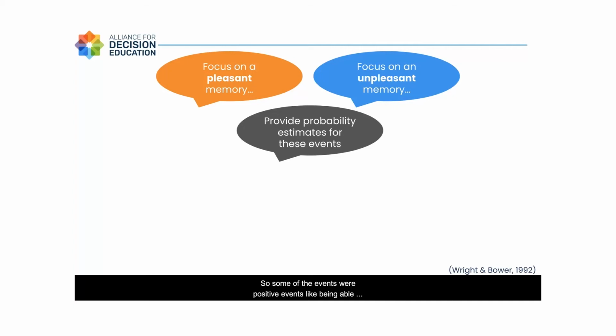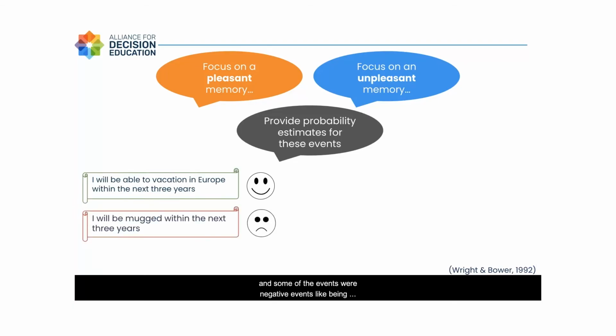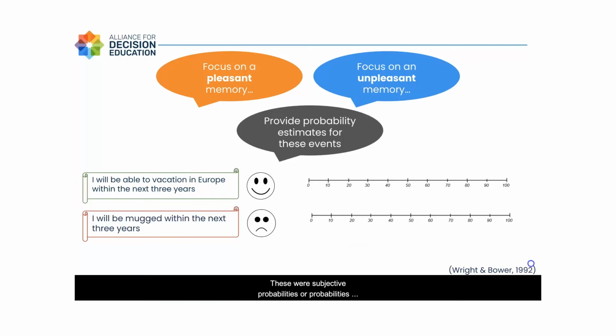So some of the events were positive events, like being able to take a vacation in Europe within the next 3 years, and some of the events were negative events, like being mugged within the next 3 years. These are just some examples. There were a number of events, both positive and negative, that participants were presented with. And for each event, they had to estimate the probability that it would happen to them on a scale of 1 to 100. These were subjective probabilities, or probabilities derived from the participant's own judgment. So let's look at what happened.